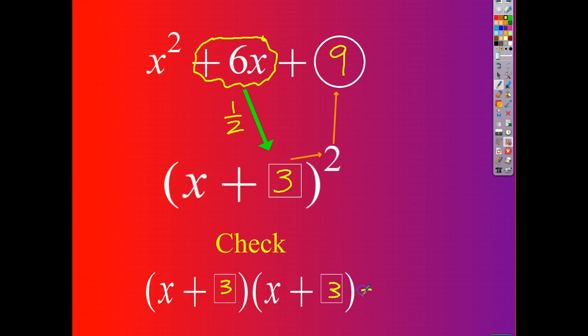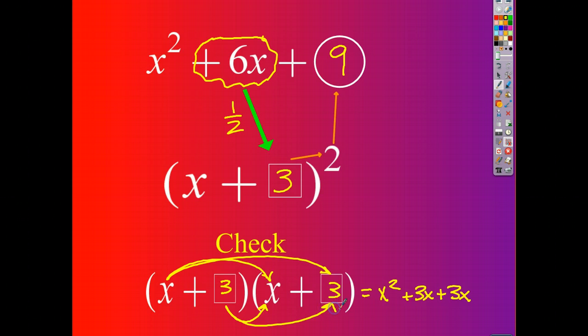So we get, let's do x times x is x squared, okay? And then x times 3 is 3x, and then we're going to do 3 times x is 3x, and then we'll do 3 times 3, which is 9. Okay, and then let's simplify, and we get x squared plus 6x plus 9. And that matches with what we have up here.